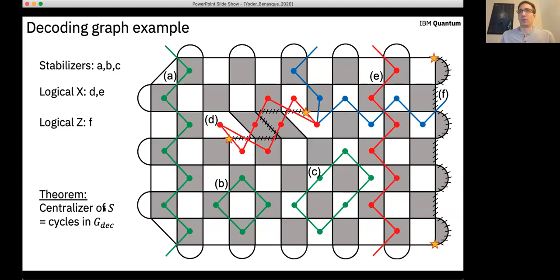And the utility of the decoding graph comes from the fact that cycles in the decoding graph represent Paulis that are in the centralizer of the stabilizer group. So for instance, in this code here, it has some odd degree vertices represented with the stars. The green cycles represent stabilizers, whereas the red and blue represent non-trivial logical operators. But in general, every cycle in the decoding graph represents an element of the centralizer. I didn't draw the full decoding graph here because it would get messy.